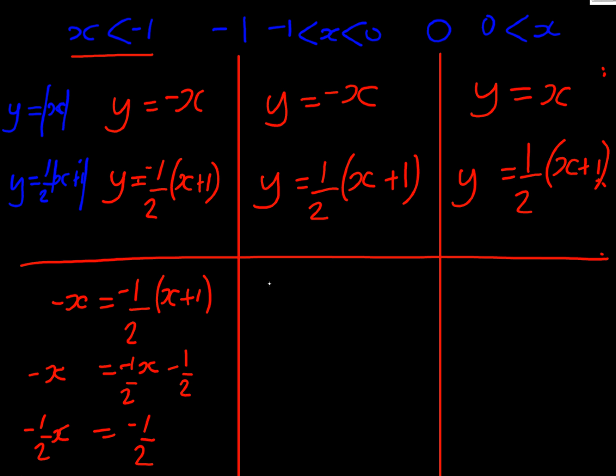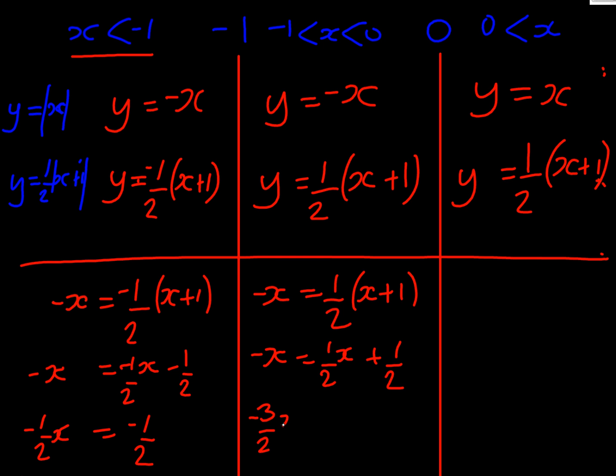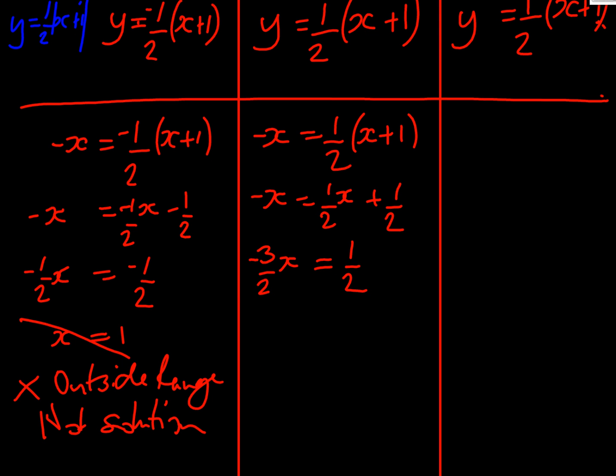Our middle equation here. Again, equating through y, we've got minus x equals a half of x plus 1. If we expand the bracket in the next line, we've got a half of x plus a half. In the next line, therefore, if we take away minus half x from both sides, we've got minus 3 over 2 x equals 1 half. So our next line would be minus 3x equals 1, therefore x equals minus 1/3.